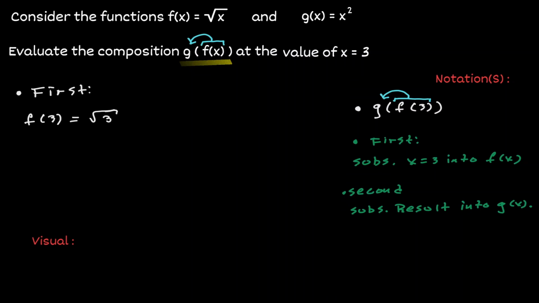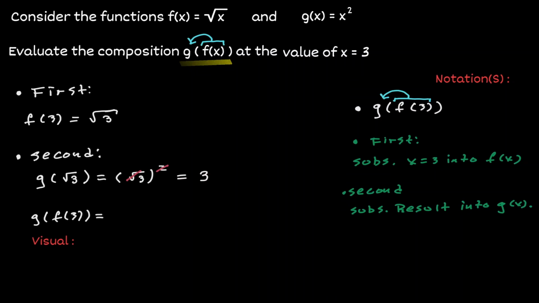Then, and second, let's get this value and substitute it inside the function g, which is defined as x squared. Now we're going to get the square root of 3 squared. Here the square root will cancel out with the square, and we're going to obtain the value of just 3. So now we can say that the composition of f into g when x is equivalent to 3 is equal to just 3.